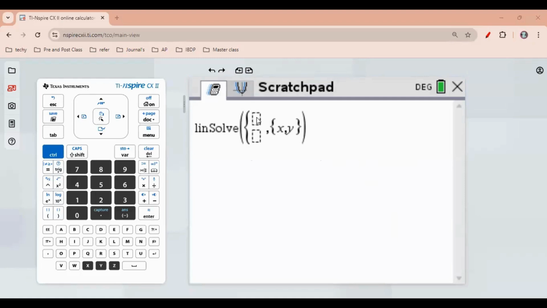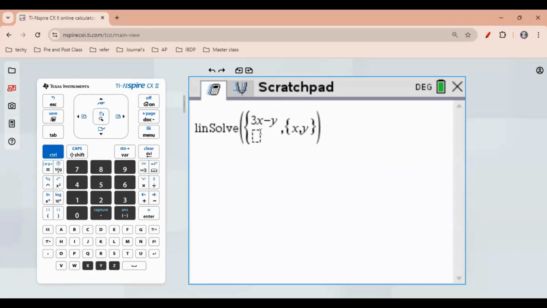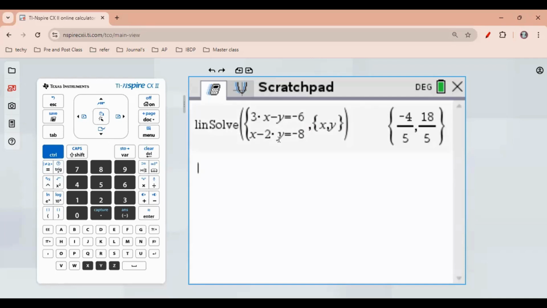So 3p minus q, but I'm going to take p as x: 3x minus y equals minus 6. Then the second equation is x minus 2q, and 2q means 2y actually, equal to negative 8. So be careful with that. That's it, and then we can just click enter. We got these values, and taking it over to the solution page, we got p and q, correct?